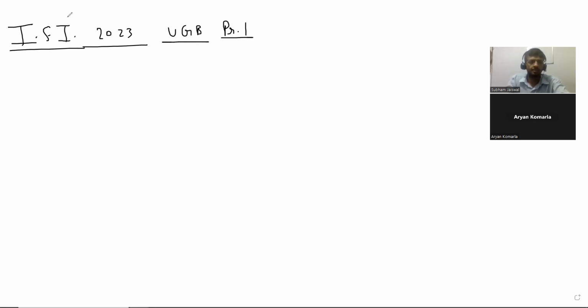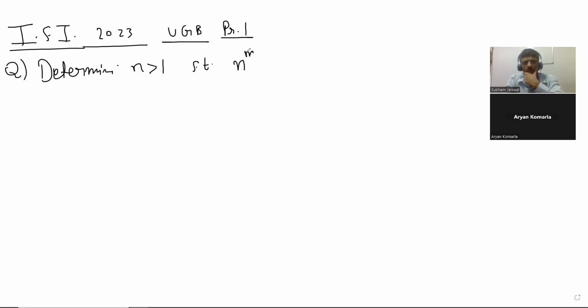Determine all integers n greater than 1 such that every power of n, and they mean every natural power, has an odd number of digits. And it is assumed that they're talking about base 10.